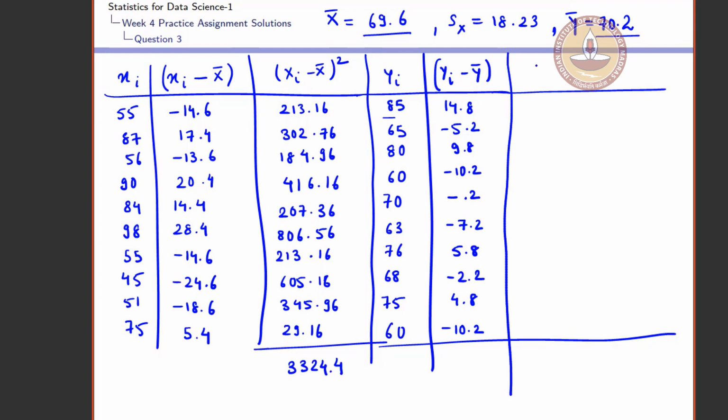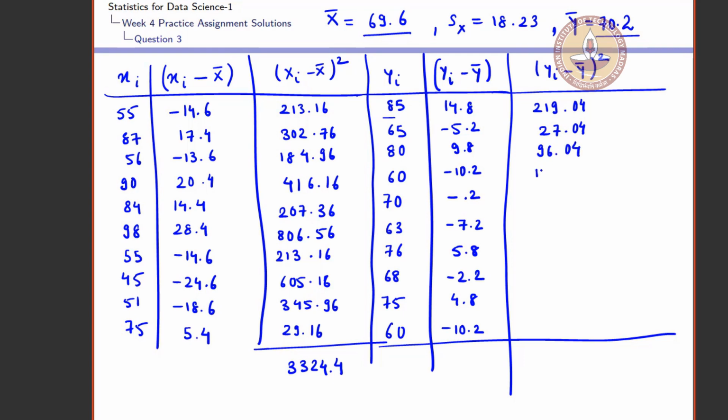Now let's find out the square deviation. This is yi minus y bar whole square. So this is going to be 14.8 whole square, which is 219.04. This is 27.04.